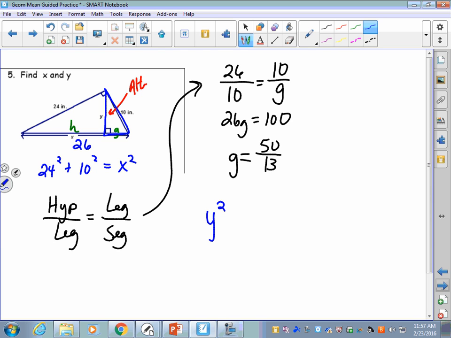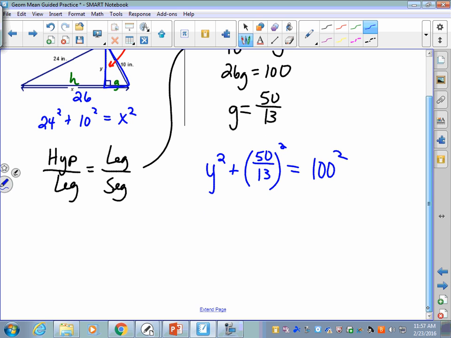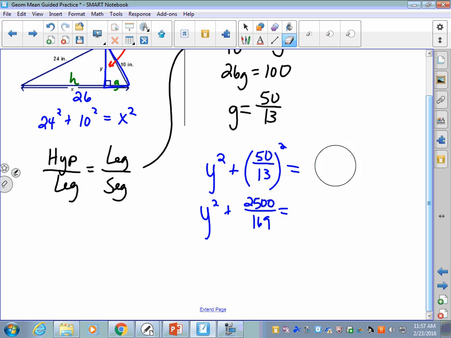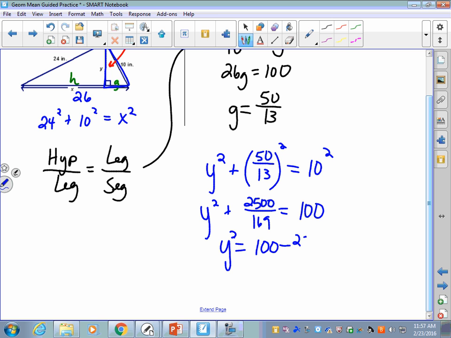So that would be basically y squared plus (50 over 13) squared equals 100 squared, which is our hypotenuse. Alright, so I'm just going to simplify this for you. Y squared plus 2500, 50 squared is 2500, over 13 squared is 169, equals, and I put 100 squared, but that should have been 10 squared, sorry about that, which is 100. So to get the y squared by itself, I'm going to do 100 minus 2500 over 169. And then I have to take the square root. And this does work, okay?